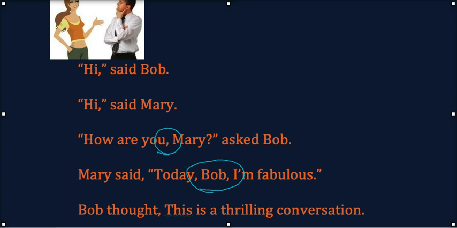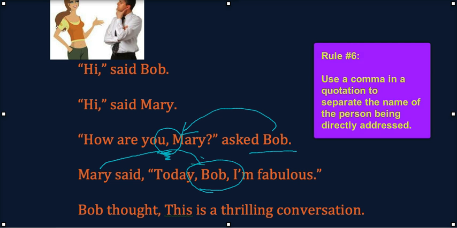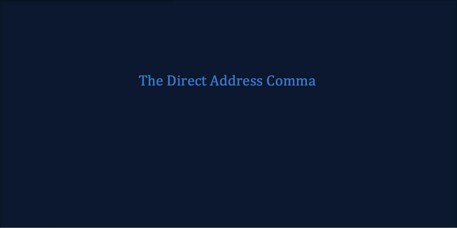And finally, notice these commas here. These are called the direct address comma because Bob here is directly addressing Mary by name. So you want to separate that with a comma. Same back here. Mary is directly addressing Bob by name, separate with commas. Now this is really important, so important that I want to emphasize it here. So once again, this is called the direct address comma, and I want you to write down these two sentences so you can practice it a little bit.